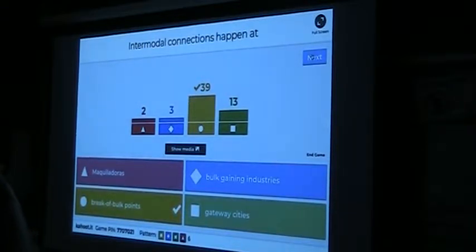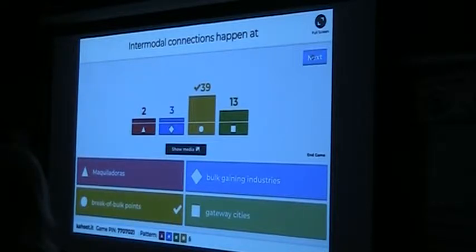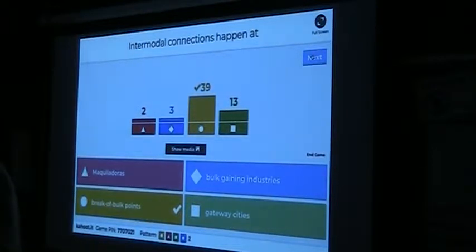Does everybody know what the rest of these are? Gateway cities are usually coastal cities. They kind of represent entrance to that country. So New York would be a gateway city, Honolulu even, not Denver, right, 'cause it's in the middle of the country. Bulk gaining industries, right? Those are production that gains weight over time, and so tend to locate near the market.